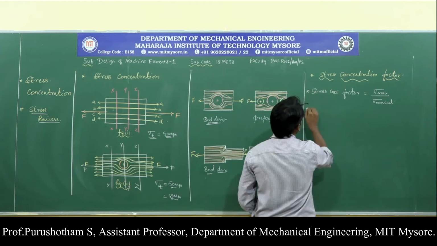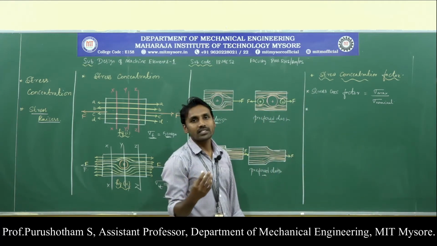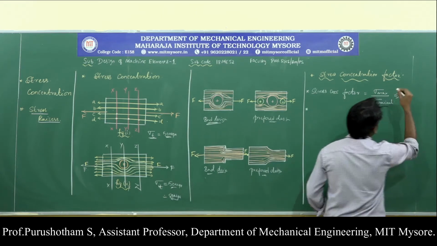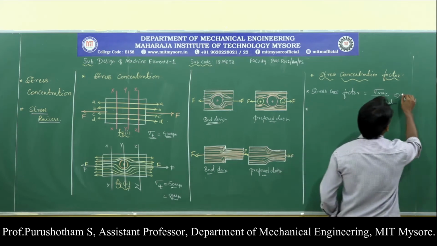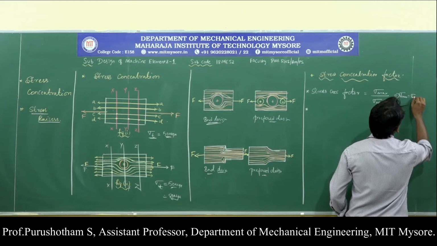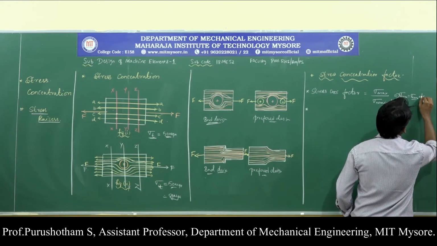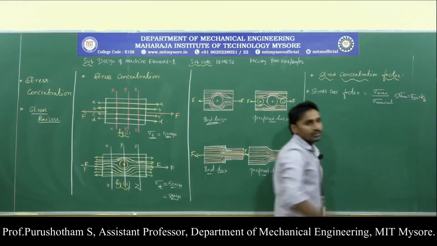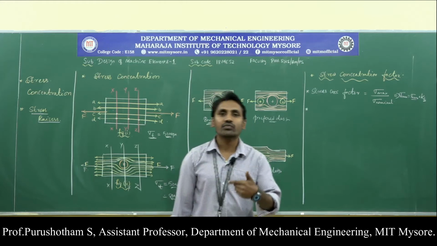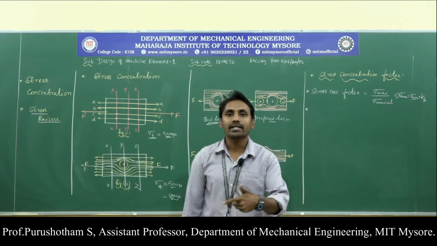If the material is subjected to direct stresses, what we need to calculate is the maximum stress induced in the material. Sigma max is given by sigma nominal into the stress concentration factor. I will use KT here. KT is the notation used for the stress concentration factor when the member is subjected to direct stress and bending stress.